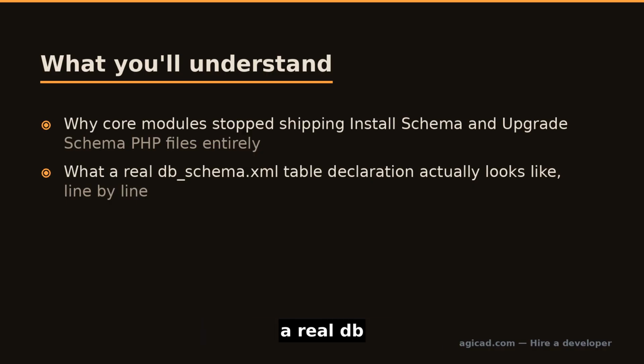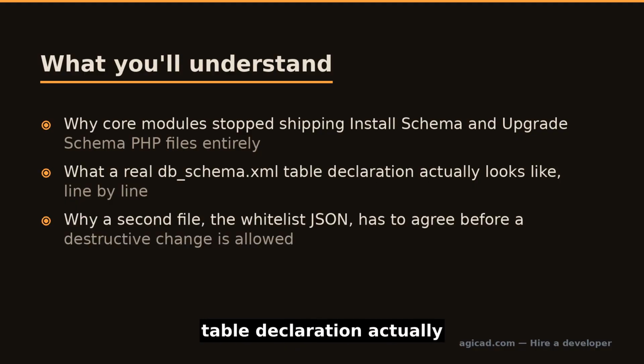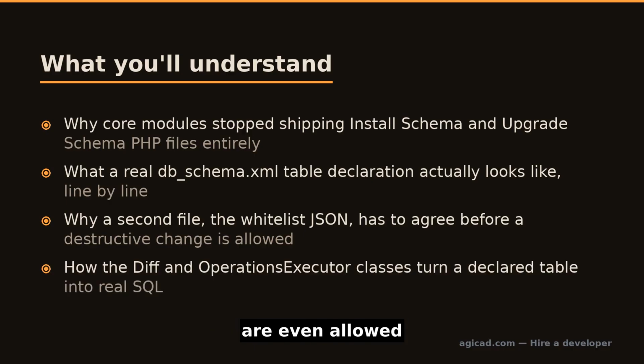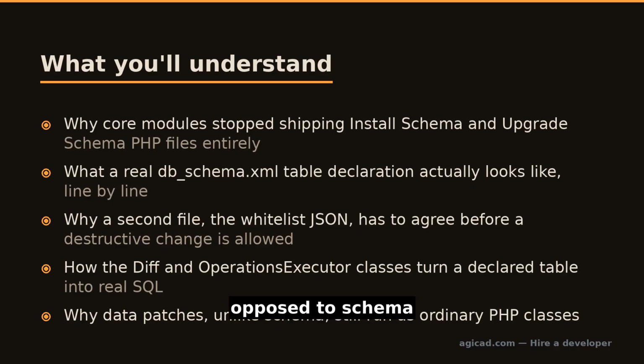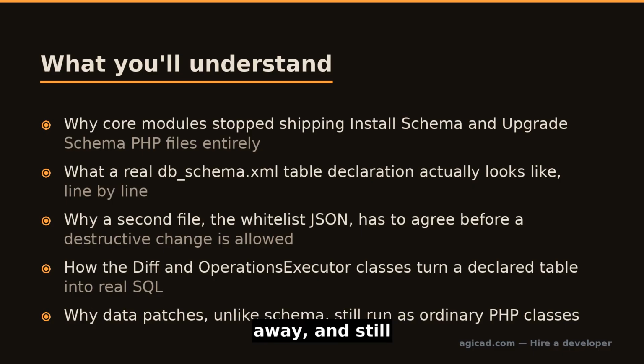What a real db_schema XML table declaration actually contains, line by line. Why a second file, the whitelist.json, has to explicitly agree before certain changes are even allowed to run. How the Diff class and the OperationsExecutor class cooperate to turn that declaration into real alter table and create table statements. And why data patches, as opposed to schema, never went away, and still run as ordinary PHP classes to this day.